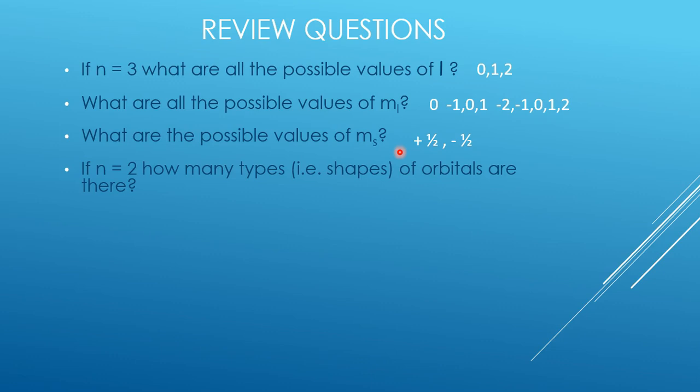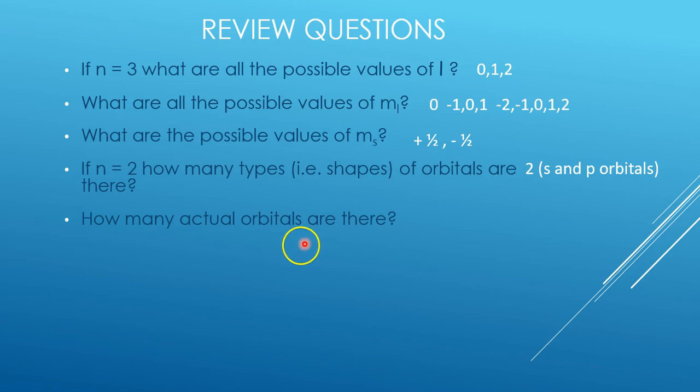If n equals 2, how many types of orbitals are there? We have 2. We have an s orbital and a p orbital. How many actual orbitals are there? We have 4. We will have a 2s orbital, the 2px orbital, 2py, and 2pz. So a total of 4 orbitals.